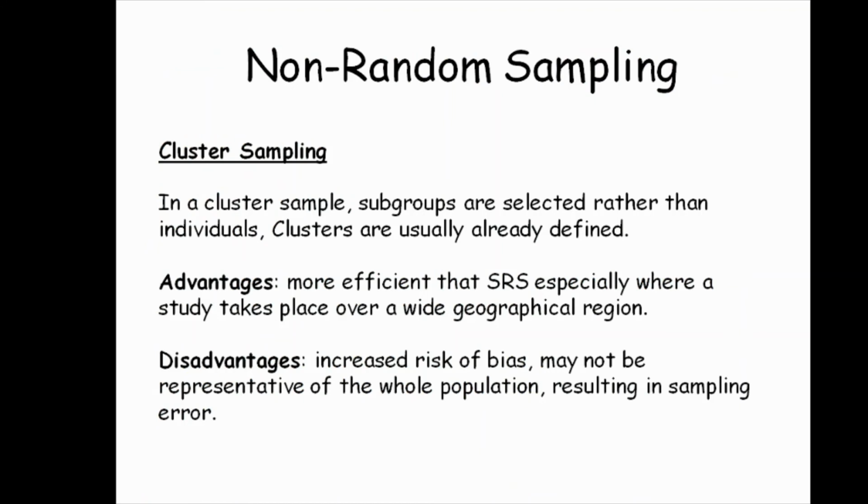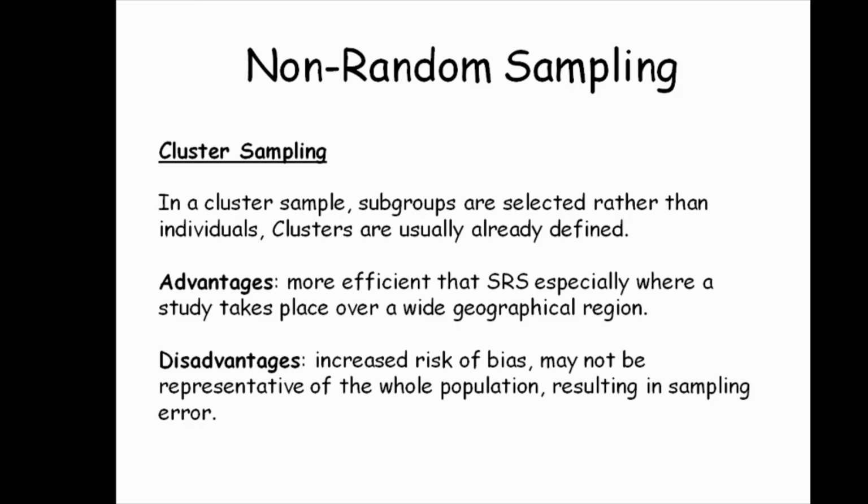Now the next thing we move on to is non-random sampling. So the first sampling method we're going to look at is what we call cluster sampling. In a cluster sample, subgroups are selected rather than individuals. So rather than pointing a finger and saying, right, I'm going to ask you, and you, and you, you just say, right, I'm just going to ask this class. So it's not a case of looking at individuals, it's a case of choosing a group, and it's those people that you're then going to choose.